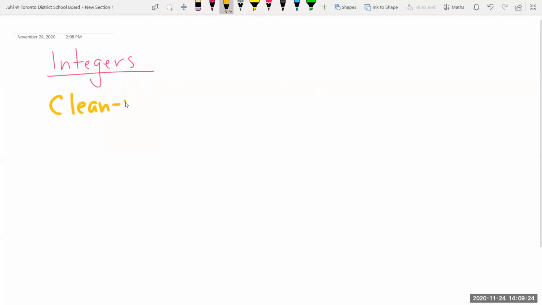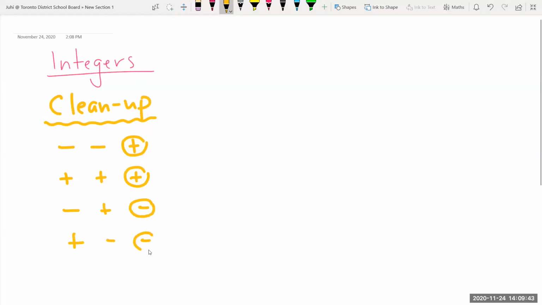Let's go over those. Whenever you have something that has double signs, you clean them up to make them a single sign. So for example, a negative and a negative is going to end up becoming a positive. A positive and a positive is going to end up becoming a positive. A negative and a positive will be a negative, and a positive and a negative will be a negative. So you do have to memorize these, and they are very useful, and we're going to use them over and over again.